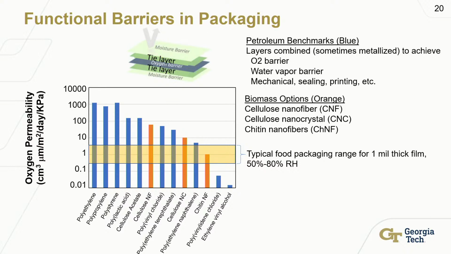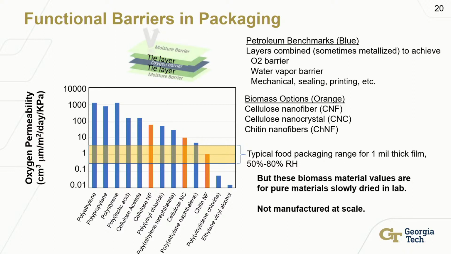There's also another one called chitin. These are chitin nanofibers. That's even better, gets right in the center of that range. So I want to tell you the story of how we took cellulose nanocrystals, combined them with these chitin nanofibers, and produced a really nice functional oxygen barrier that is fully biodegradable.